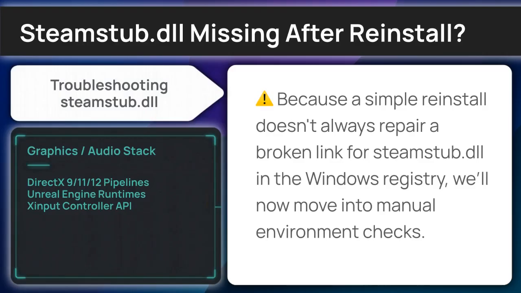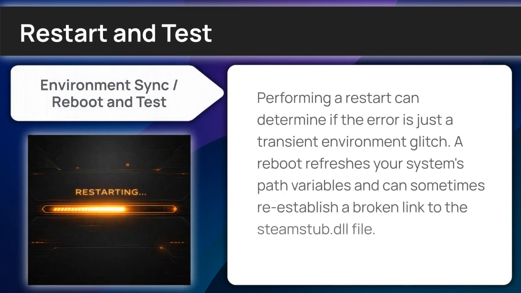system state resets. Performing a restart can determine if the error is just a transient environment glitch. A reboot refreshes your system's path variables and can sometimes reestablish a broken link to the Steamstub library file.